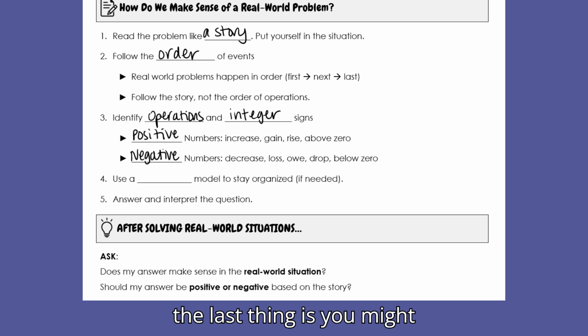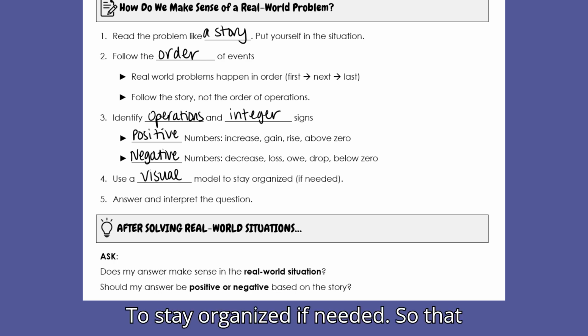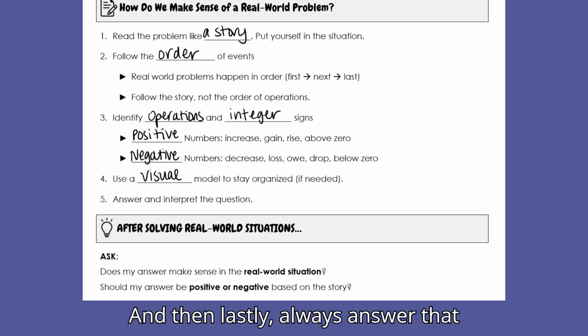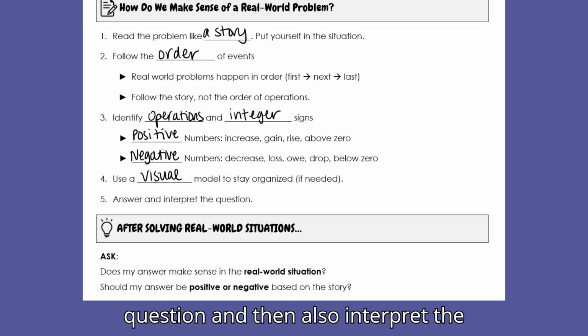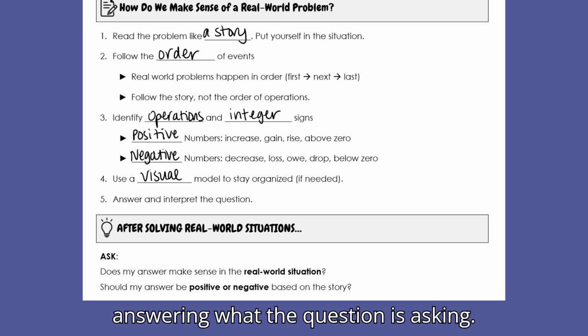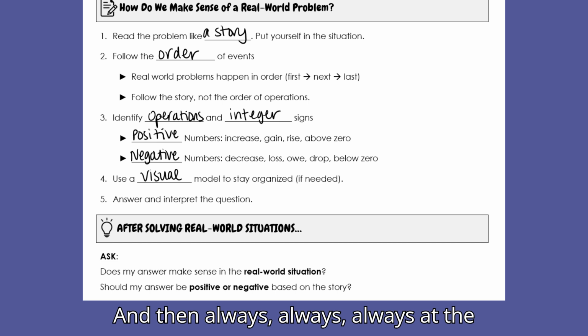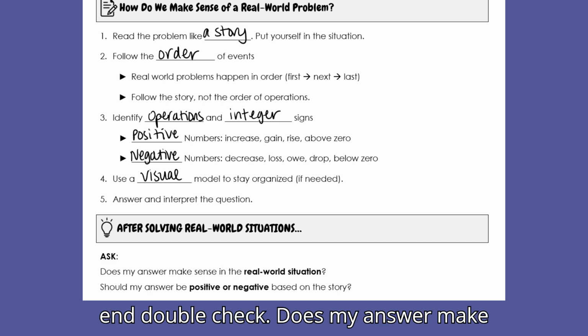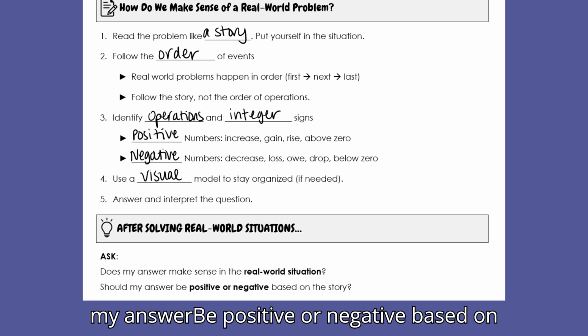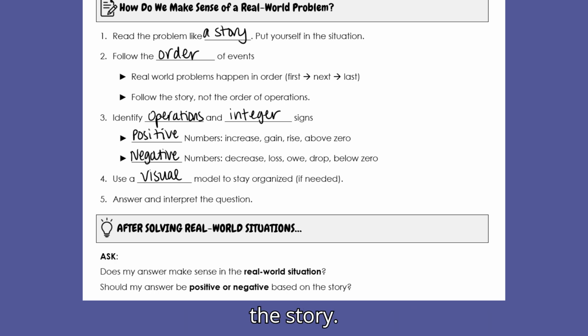And then the last thing is you might want to use a visual model to stay organized if needed. So that could be a chart, a diagram, pictures. And then lastly, always answer that question and also interpret the question, making sure you're actually answering what the question's asking. And then always, always, always at the end, double check: does my answer make sense in the real world situation? Should my answer be positive or negative based on the story? Okay.